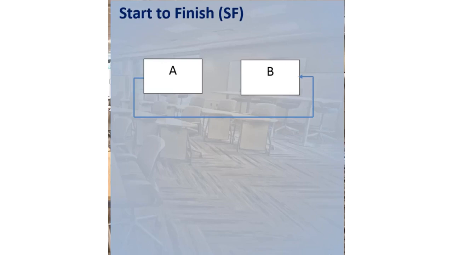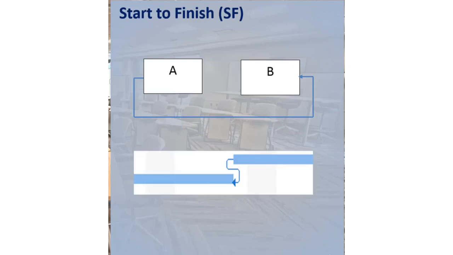Here, the arrow between the two tasks is leaving the predecessor from the left and entering the successor task from the right side. This type of link may be represented in MS Project like this.